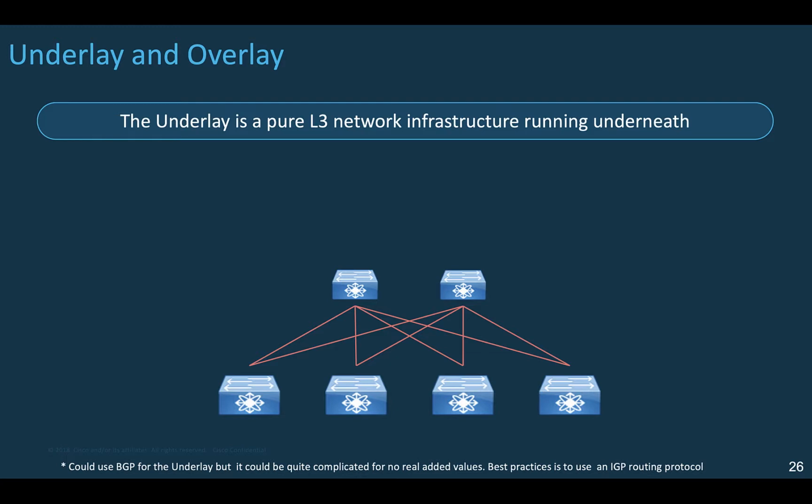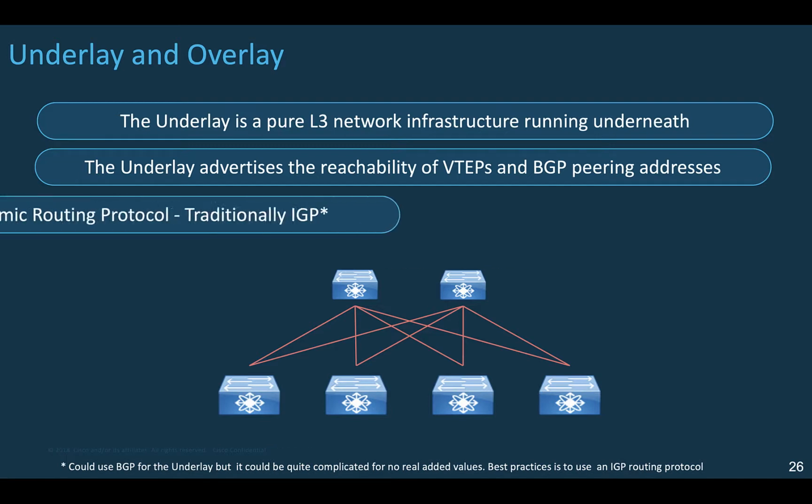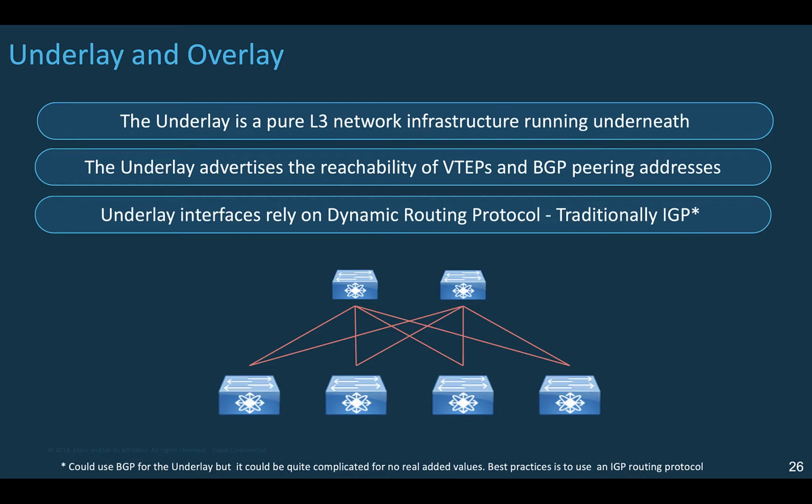The network infrastructure running underneath is a pure layer 3 network. This is what we call the underlay. The primary purpose of the underlay network is to advertise the reachability of the VTEPs as well as the BGP peering addresses to establish and to carry the overlay networks. All interfaces in the underlay are routed interfaces, and they rely on a dynamic routing protocol. Traditionally, we use an IGP such as OSPF or IS-IS. This is a Cisco recommendation. A slight note here to clarify this.